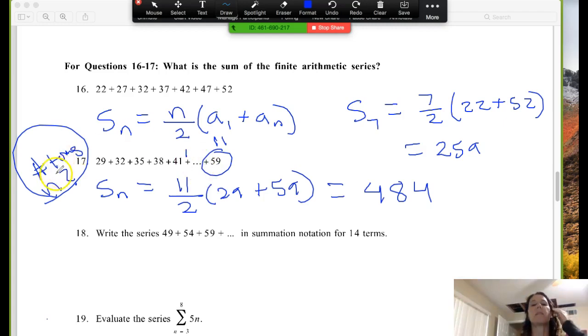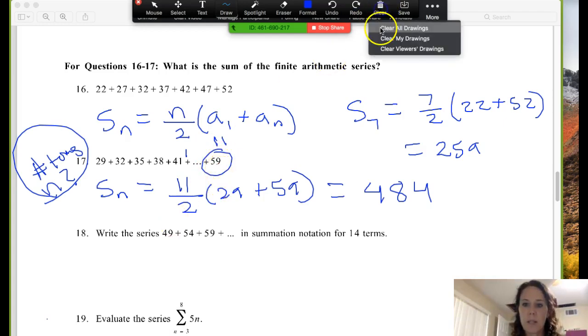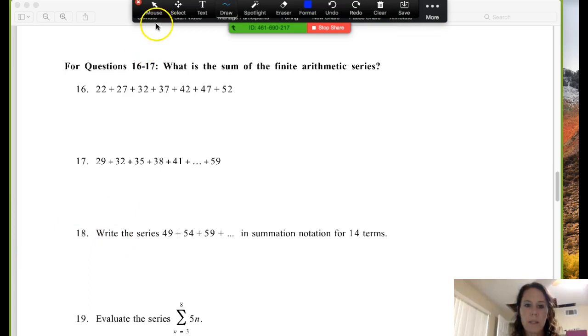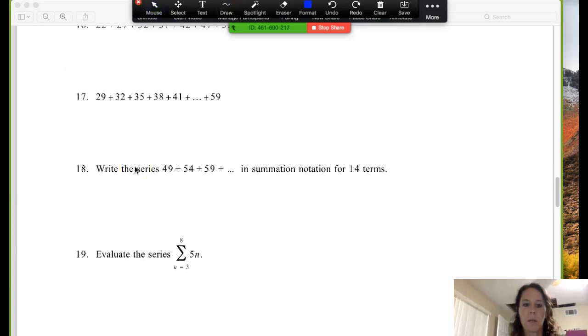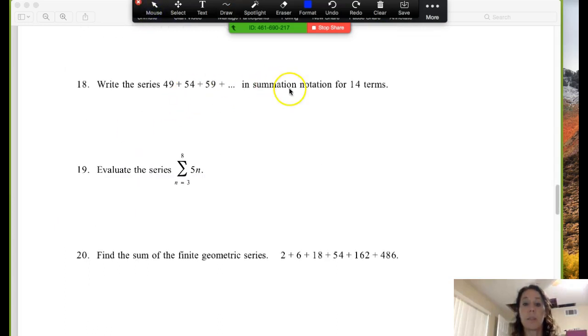Use the explicit formula to figure out what number that is. All right, let's go on to the next one. Write the series. Here we go. Write the series in summation notation for 14 terms.